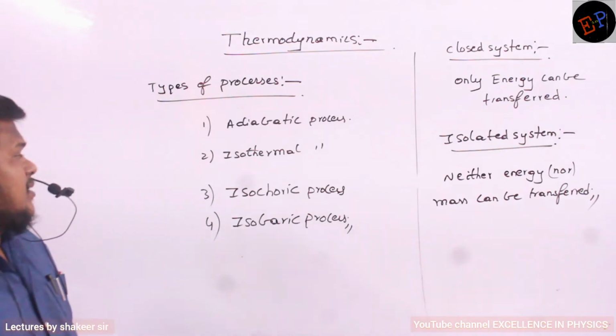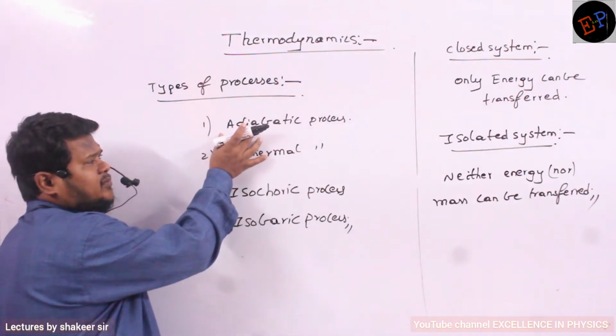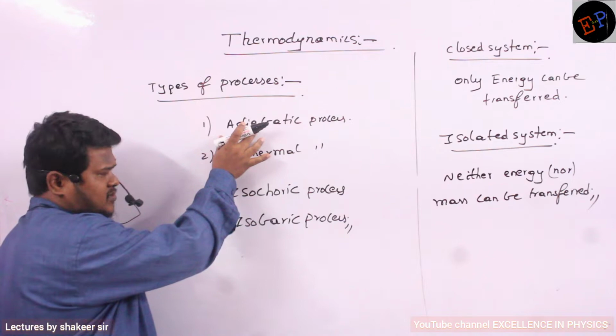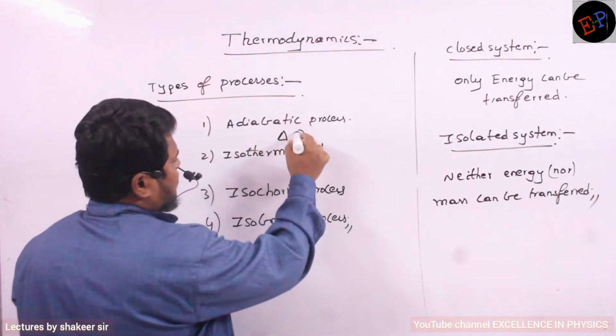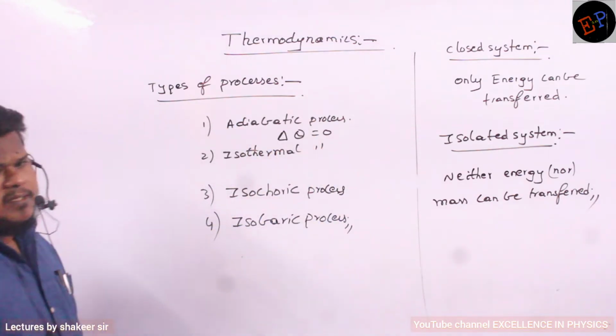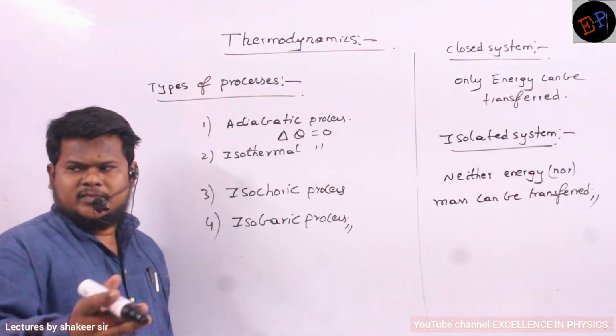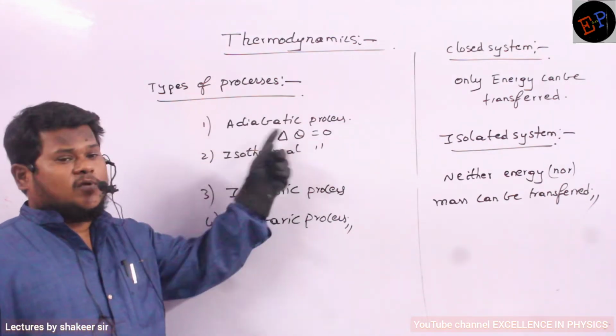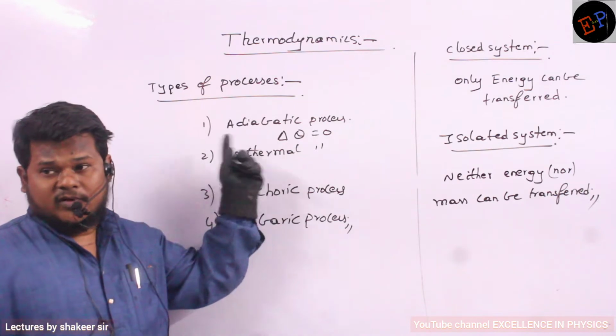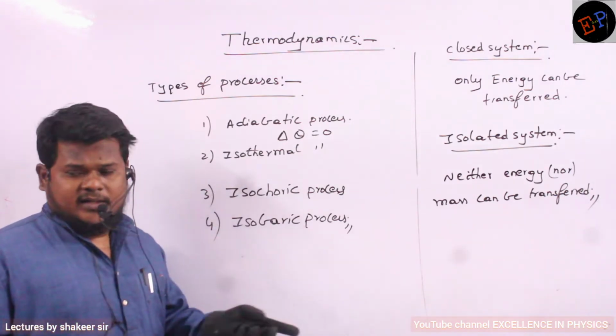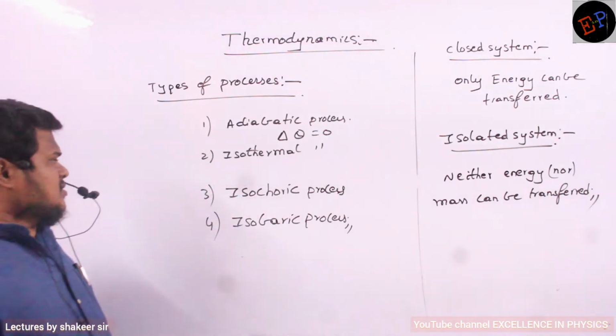Adiabatic process means energy cannot be transferred into the system or out of the system. So delta Q is equal to 0. Q means heat energy, no? Heat energy cannot enter into the system or go out of the system. Because of this, what kind of wall will it have? Adiabatic wall. If walls are adiabatic, heat energy cannot enter the system or go out of the system.